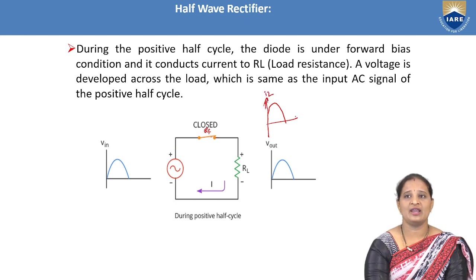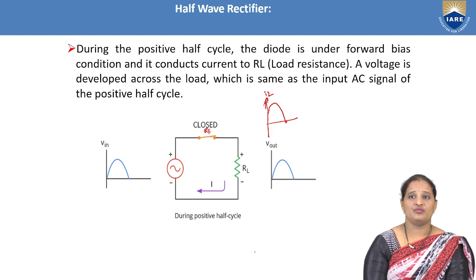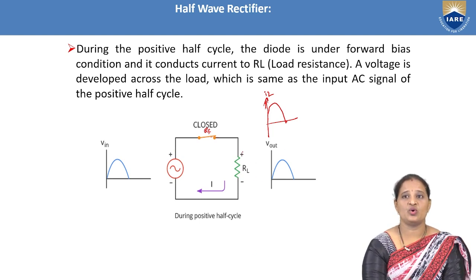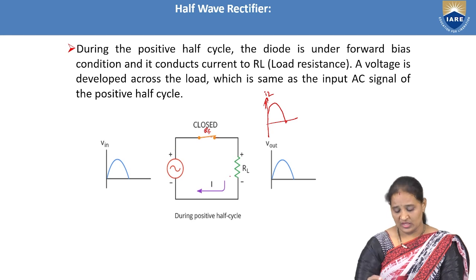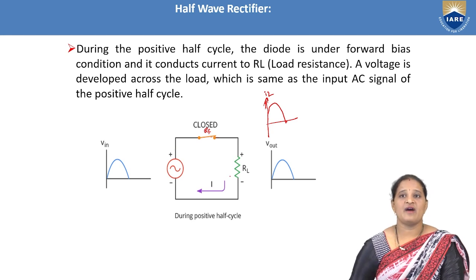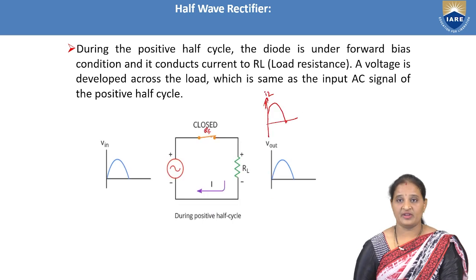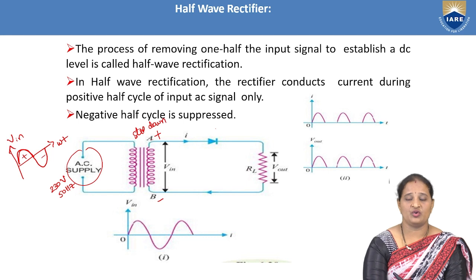So IL is the current, and V out is the voltage drop across the load resistor. Here we are calculating the DC output voltage across the load resistor. So this is the operation during the forward bias, positive half cycle of input. Next, what happens during the negative half cycle of input? Let us go back to the circuit again.